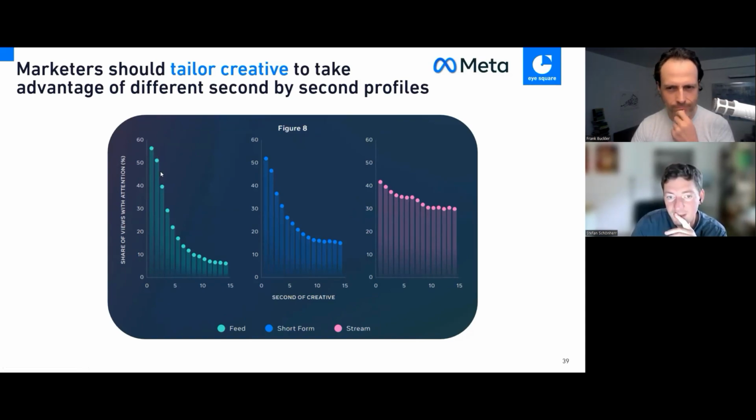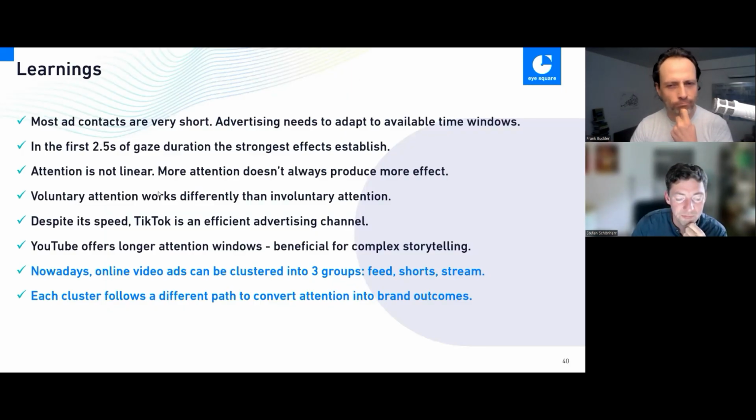So what we learned here is that you could cluster online videos into 3 different groups: feed, shorts, and stream. We've learned that even this is maybe not quite right. With shorts, the example was TikTok and Instagram, and even there are differences that might be important for you as an advertiser. But in the end, if you cluster it into these three groups, you see very different situations of how attention is converted into recall and ad effectiveness.